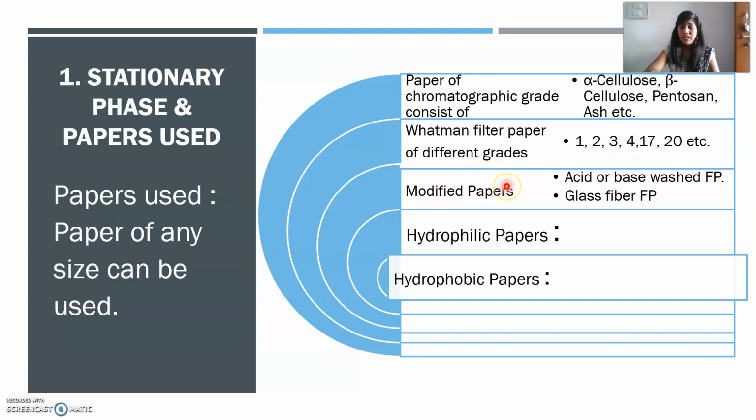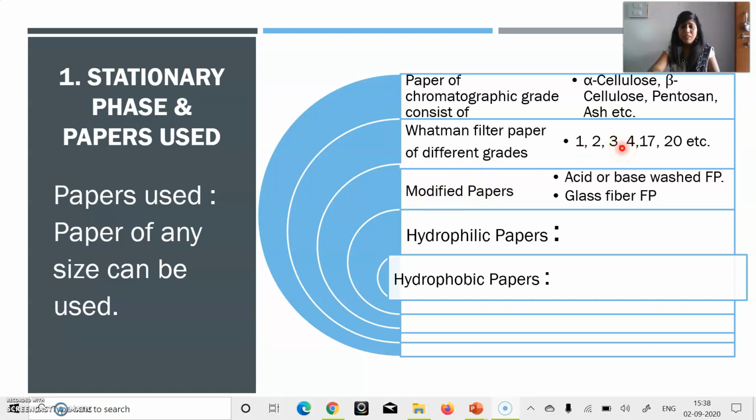Modified filter papers also can be utilized. Modified filter papers means acid or base wash filter paper, glass fiber type filter paper, hydrophilic filter papers. Hydrophilic filter paper means the filter paper which is modified by formamide, glycerol, glycol, and so on. With that, hydrophobic filter paper means the filter paper which is modified by acylation of OH groups, which can be utilized as a stationary phase for the paper chromatographic technique.